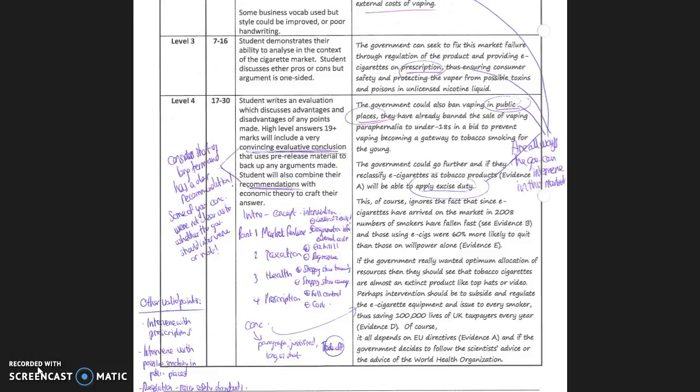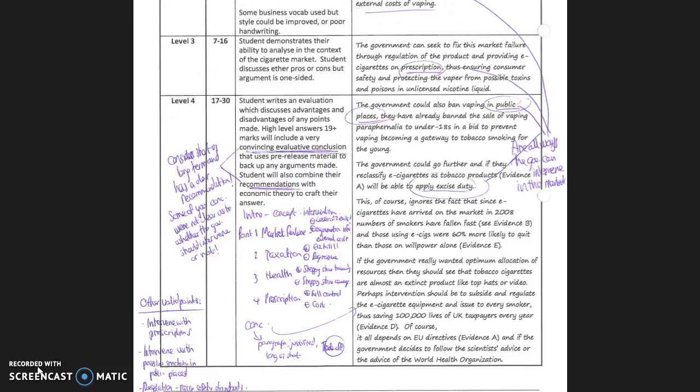However, on the other hand, you could argue it's a stepping stone away. It's the most effective method to give up smoking. One of your pieces of evidence talked about it being 60% more effective than your gums and your patches, and therefore the government should not try to dampen this market and make it more difficult for people to attain this product. And then your last point could be the government should intervene in regards to prescriptions.